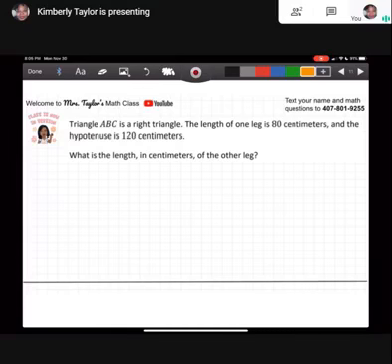So this one here says triangle ABC is a right triangle. The length of one leg is 80 centimeters. The length of the hypotenuse is 120 centimeters. What is the length in centimeters of the other leg? So hopefully when a student does this type of problem, they know the vocabulary. And that is very important, especially in geometry. Even though this is 8th grade math, you still got to know the vocabulary. And they would need to know this vocabulary again when they get to geometry.